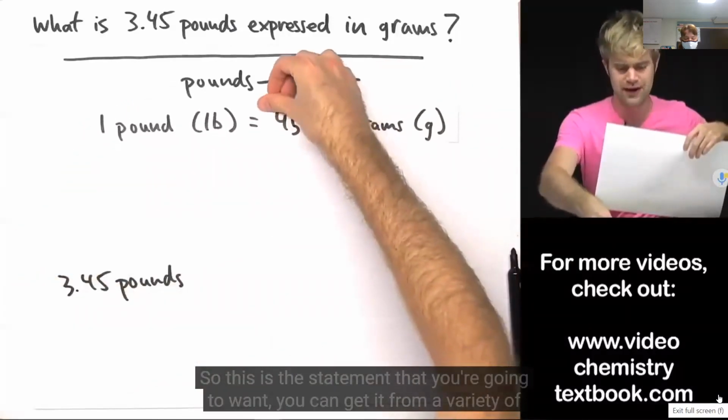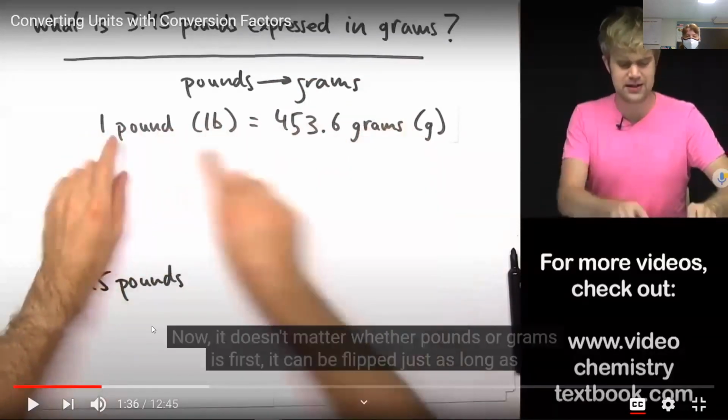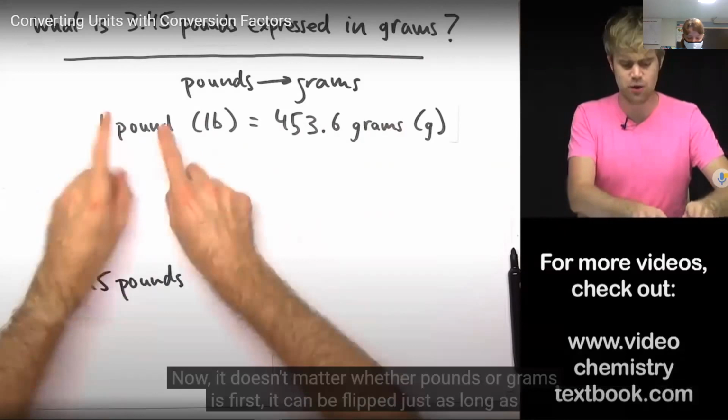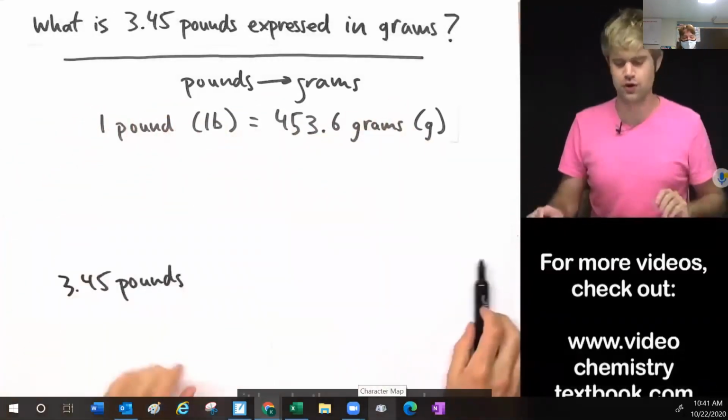So this is the statement that you're going to want. You can get it from a variety of places, but it's important. Okay, just real quick, I will always provide you with conversions with the exception of those 3 metric ones. So anything that's not related to a metric prefix to its base unit, I will always provide for you. You won't have to look it up. But those metric ones you need to have memorized or written somewhere. It doesn't matter whether pounds or grams is first. It can be flipped just as long as it has both pounds and grams in it.